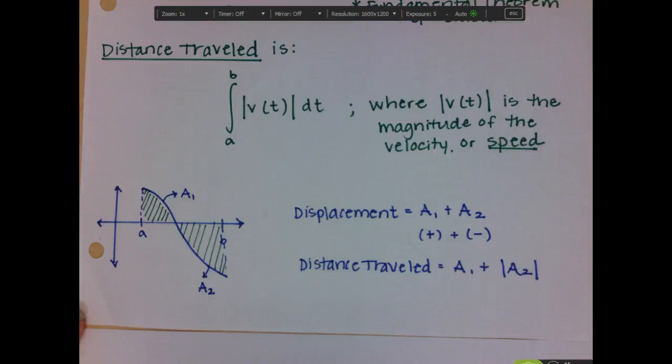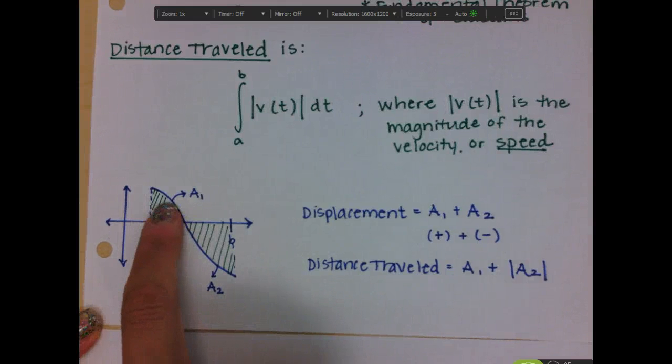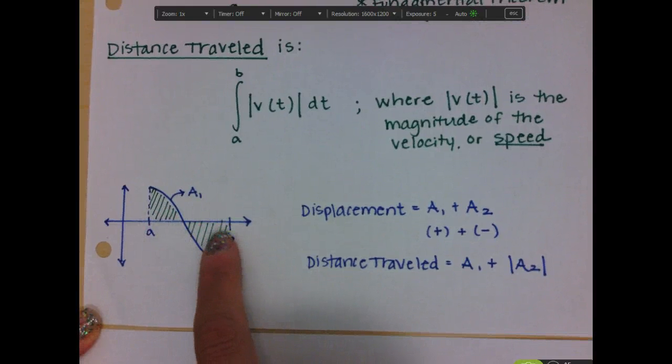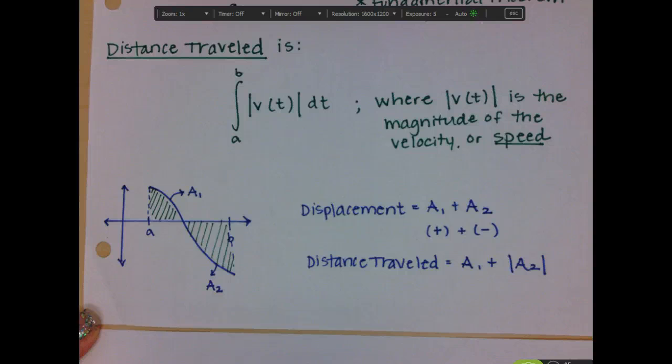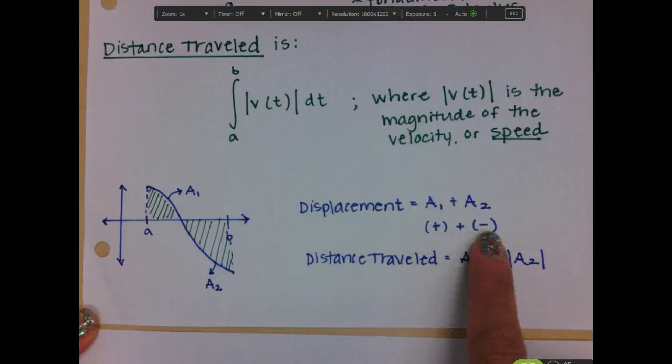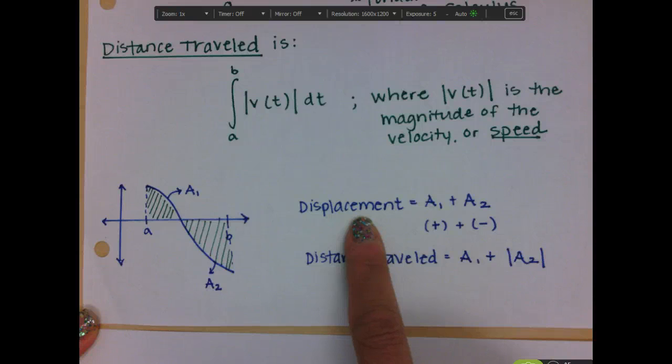So you'll see that the displacement of this function is the net area, or the area found by taking this region above the x-axis, which is positive, and then adding to it this region, which is below the x-axis, and that would be a negative region. And so when we add together that positive region and that negative region, combining those gives us the displacement.